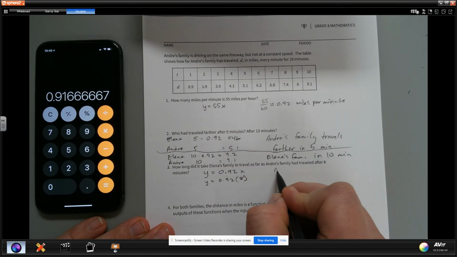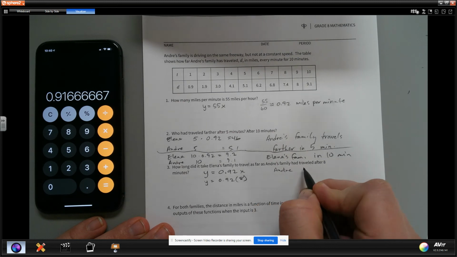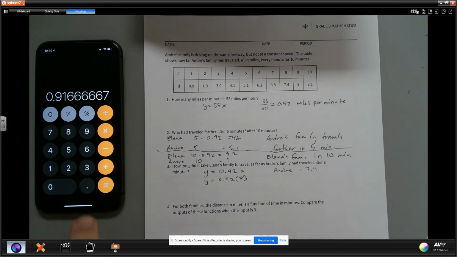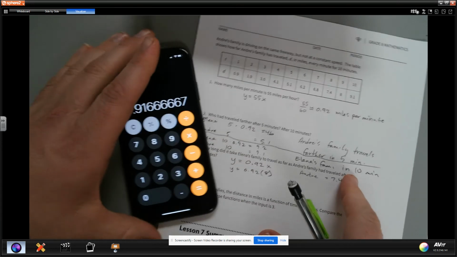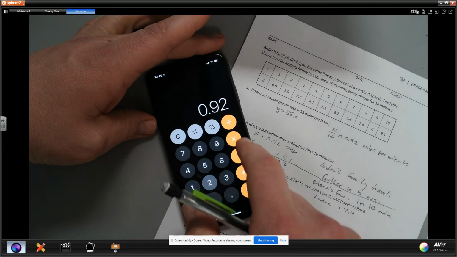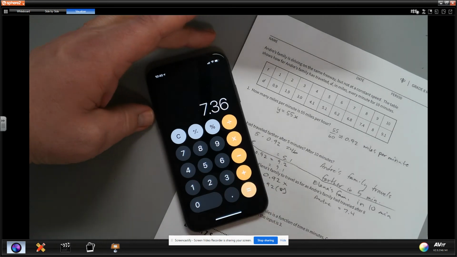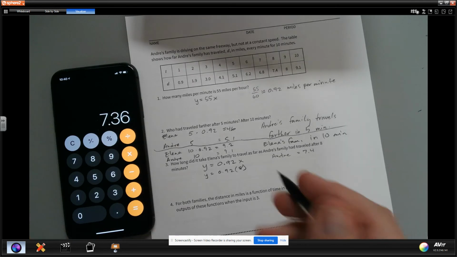And then for Andre's family, this one shouldn't be really difficult. This is 7 8/10 miles in 8 minutes. But when we look at our values, we take 92 hundredths times 8. We get 7 36 hundredths miles.